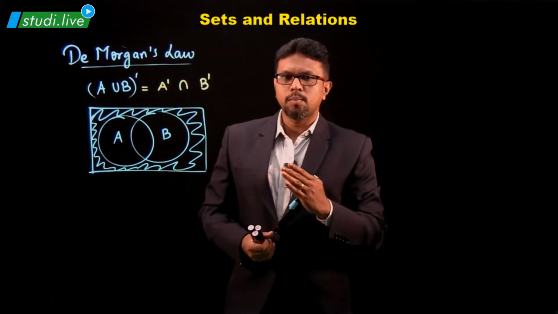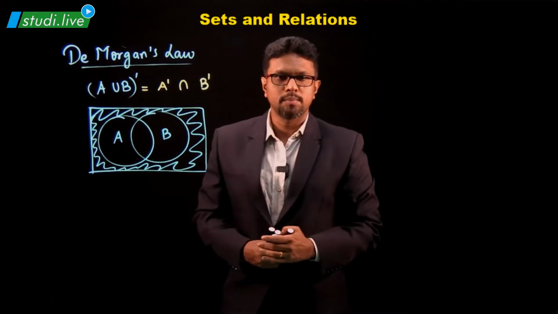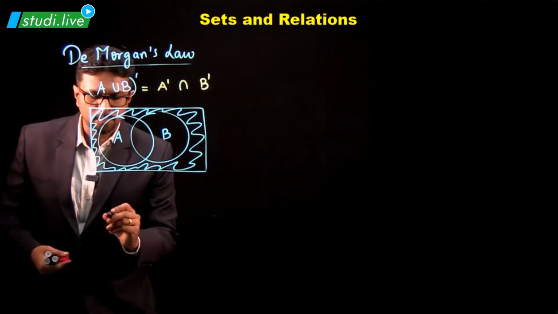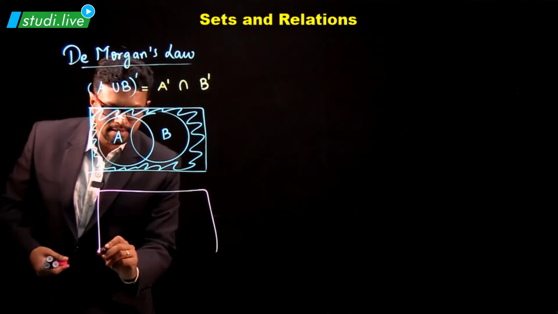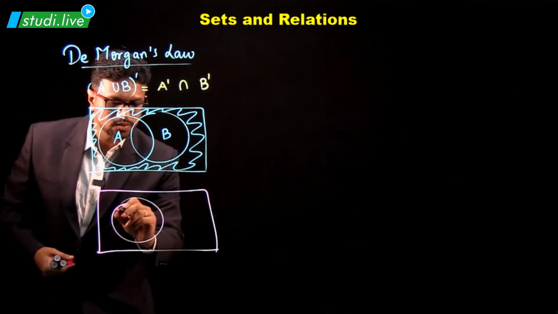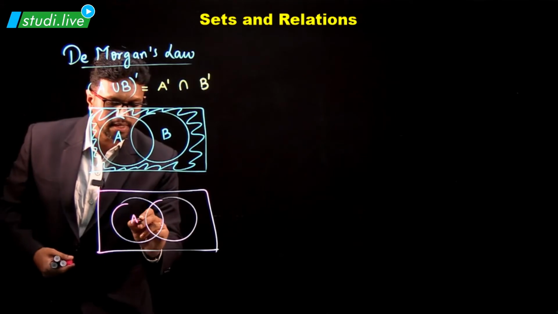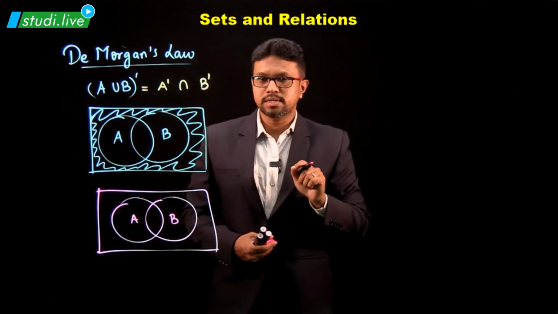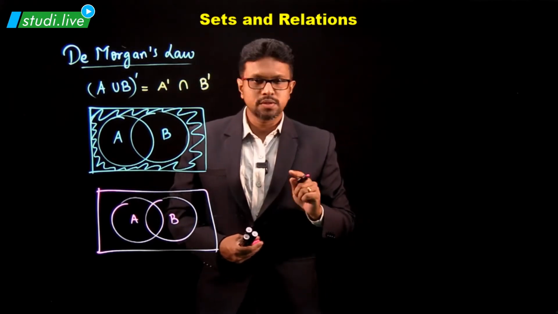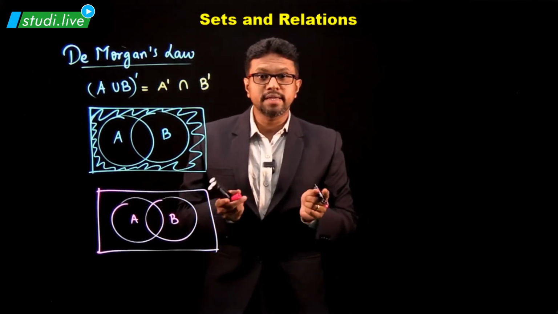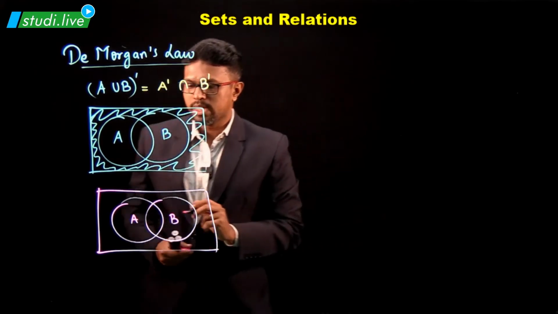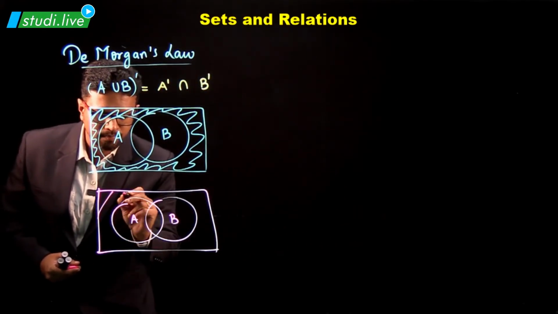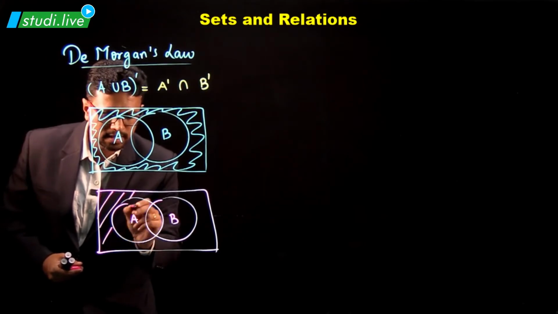What is A complement intersection B complement equal to? Okay, so let us see what is A complement intersection with B complement. So this is set A, this is set B. We will have to first of all find what is A complement. Then we will say what is B complement and we will take their common part, intersection. Okay, so let us find what is A complement. So everything except for A. So you can see everything except for A.